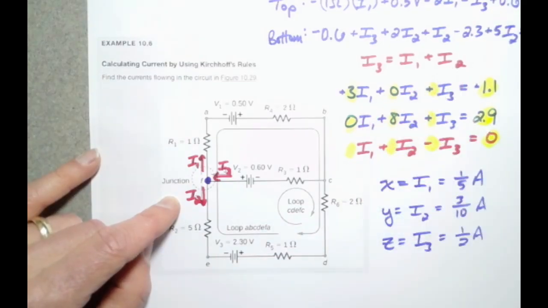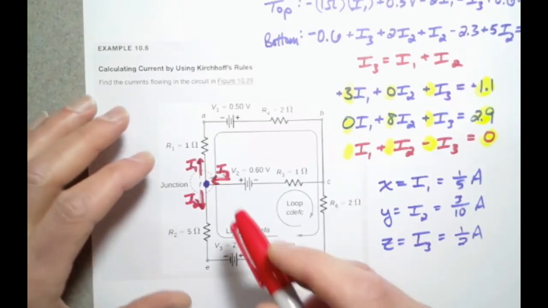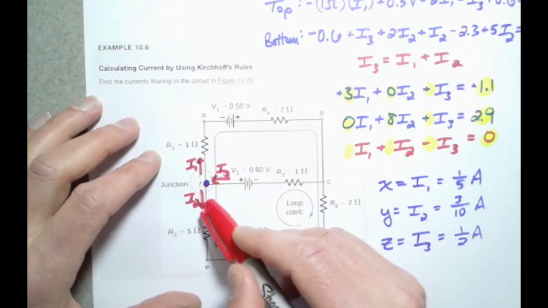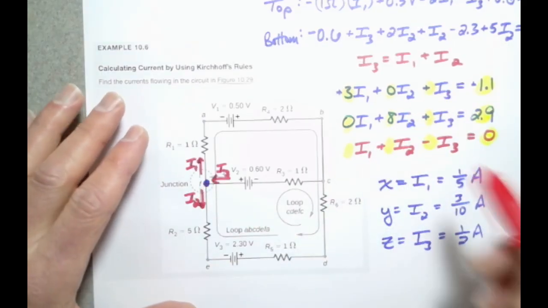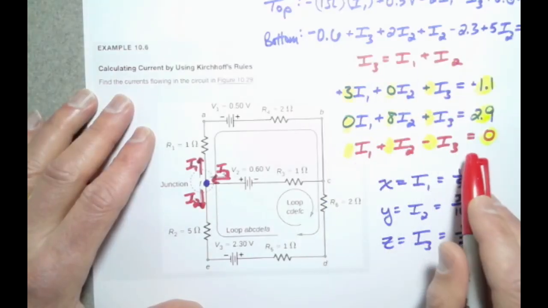The other way that we could have algebraically written it is I3 minus I1 minus I2 equals 0. So you can also do it that way. Algebraically, it's the same thing. That's kind of what we wound up doing here, right?